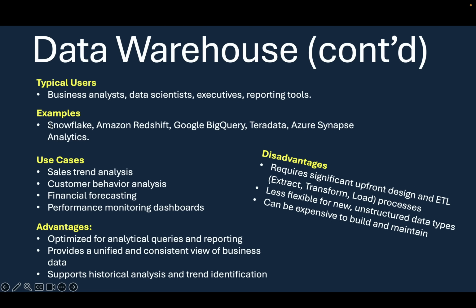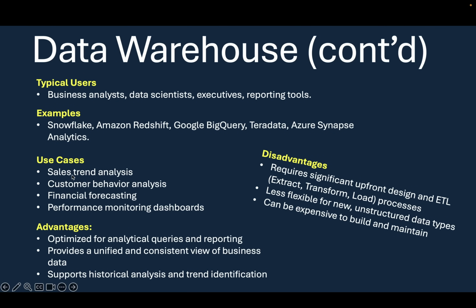Okay, and some of the data warehouse examples that we have: Snowflake, which is one of the very popular cloud data warehouses currently. We have Amazon Redshift, Google BigQuery, and Teradata, which I believe supports on-prem as well as cloud now, and Azure Synapse Analytics. These are some of the popular data warehouses that are out there.